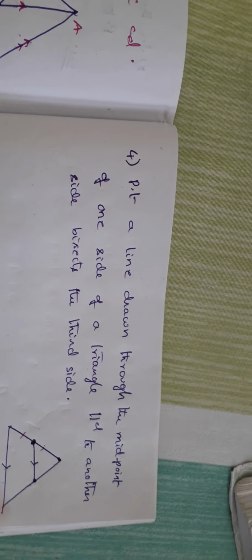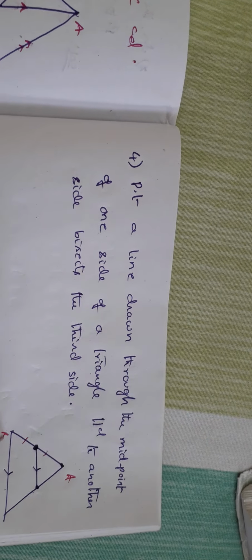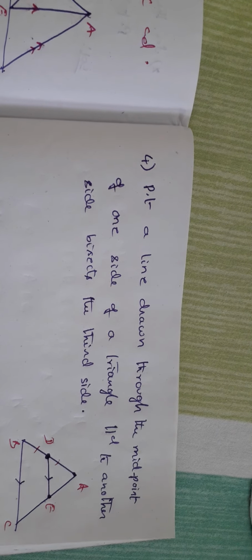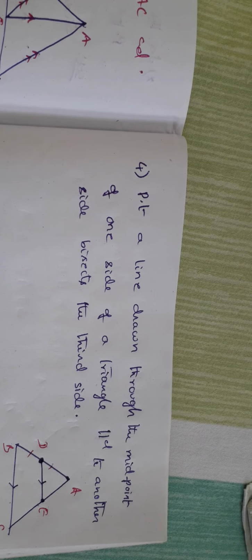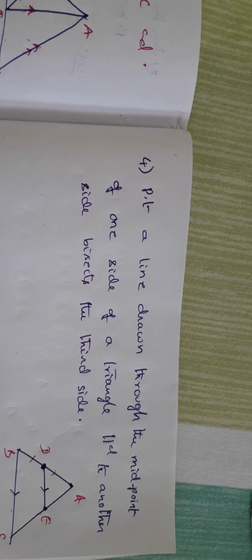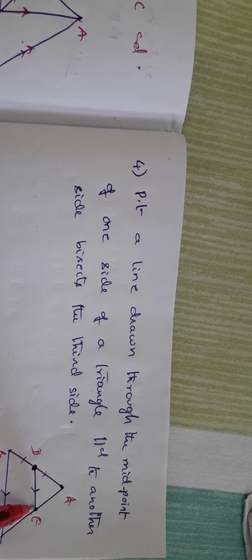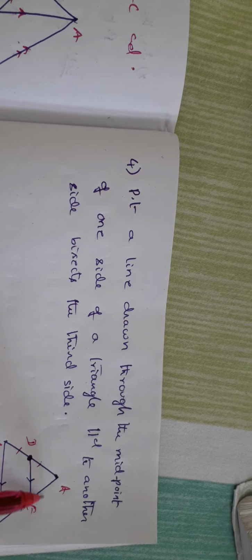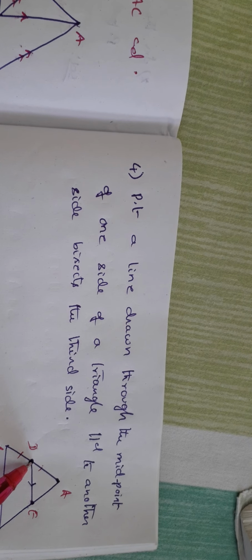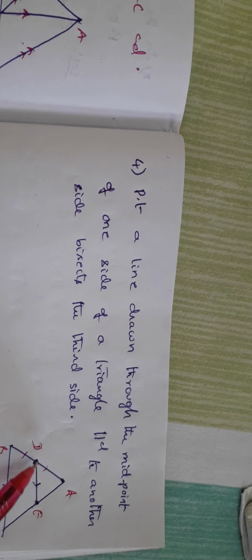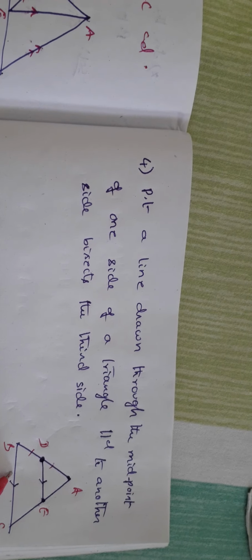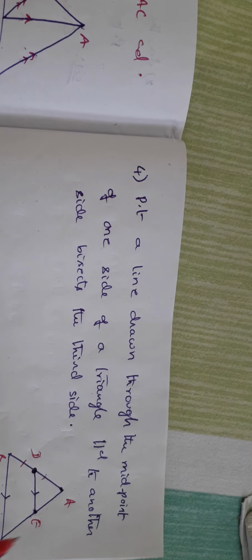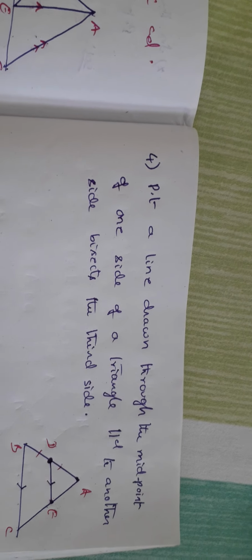Okay, let me name the triangle. A, B, C, let me say D, E. Right, what is it that we have to prove? We have to prove that this line is bisecting the third side, right? So from one side you are drawing a line parallel to another side. That means these two are the two sides we are referring to, and the line should bisect the third side. So this is how the problem is given.